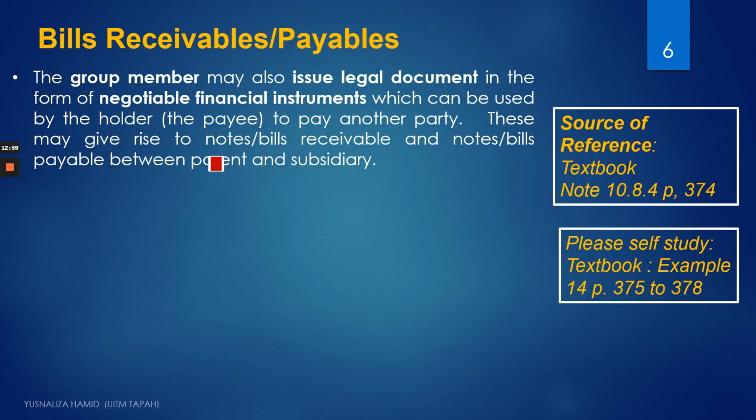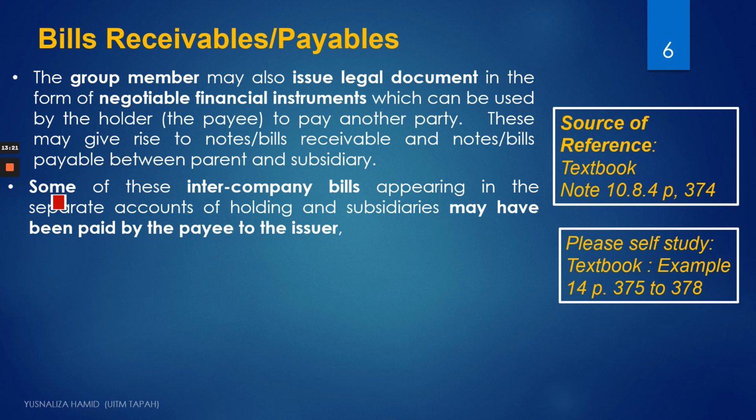Maybe the issuer is the parent, so that is a note payable of the parent. However, the payee is the subsidiary, so it will be the bill or note receivable of the subsidiary company. And these transactions are also intra-group or intercompany transactions, and we need to do some adjustment. Some of these intercompany bills receivable and intercompany bills payable that appear in the separate accounts of the holding and subsidiaries may have been paid. Some of the bills may have been settled by the payee to the issuer.